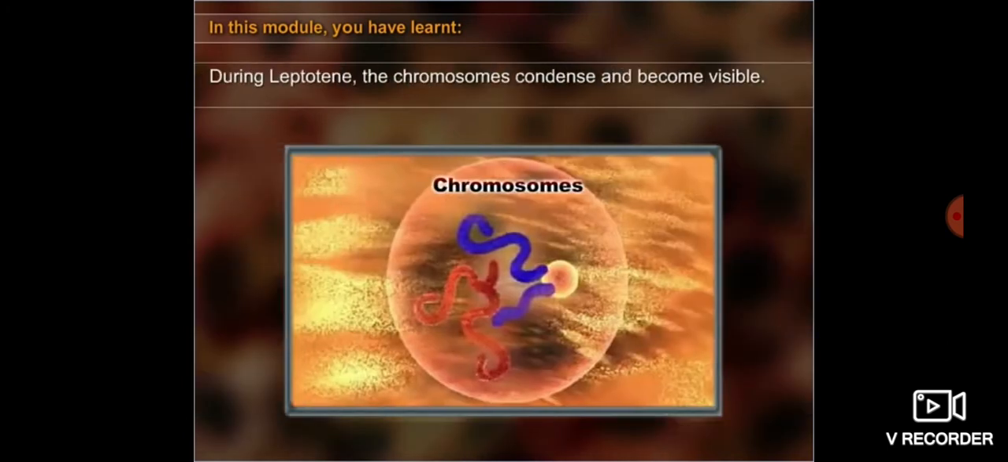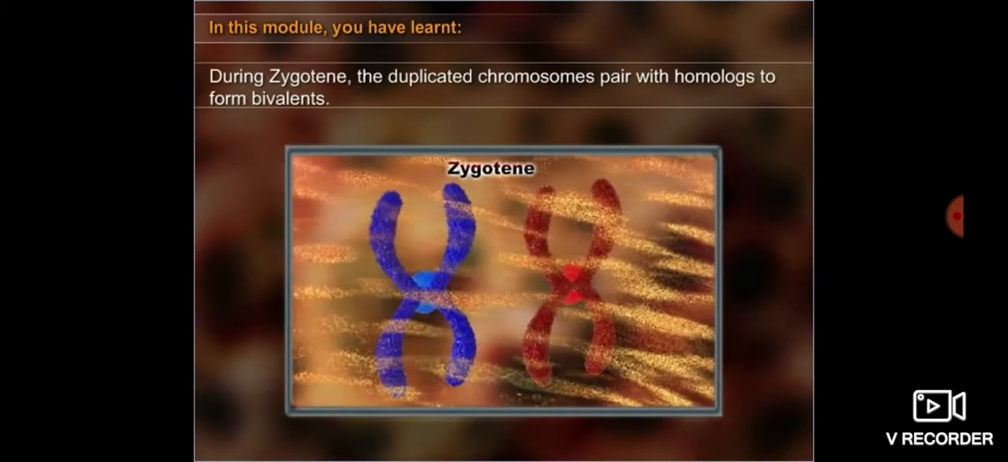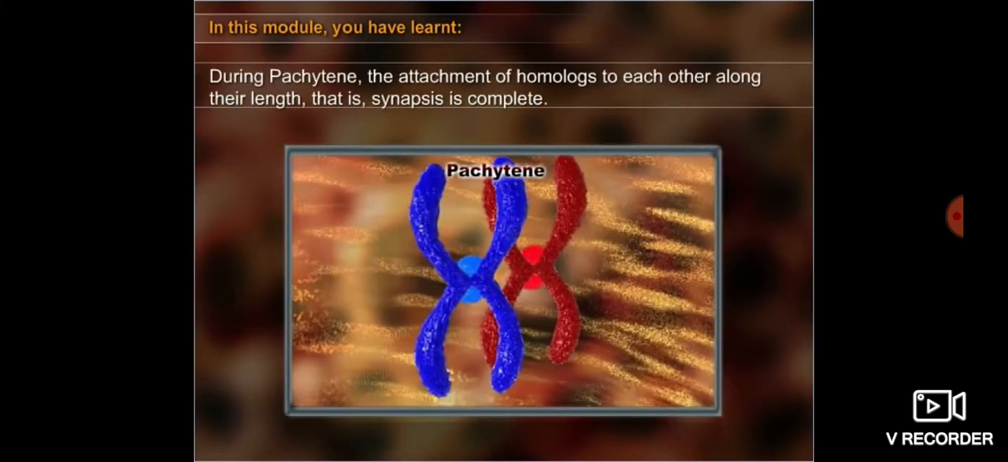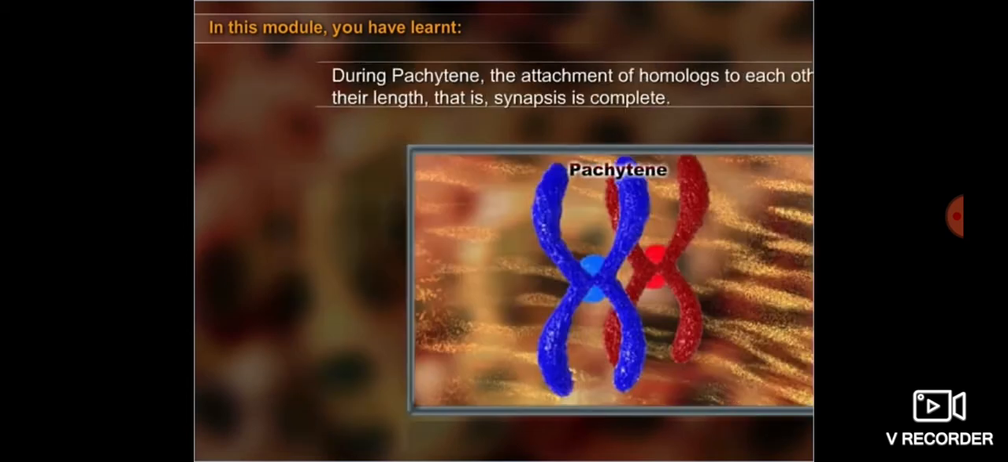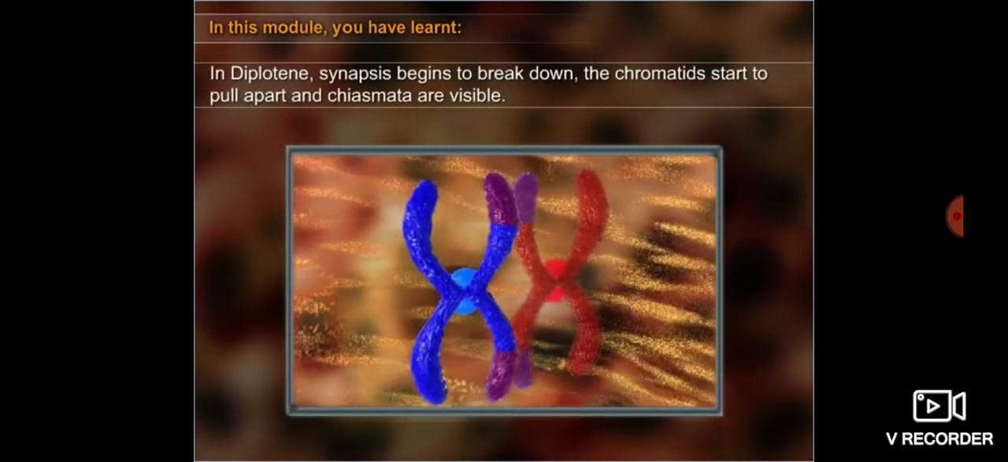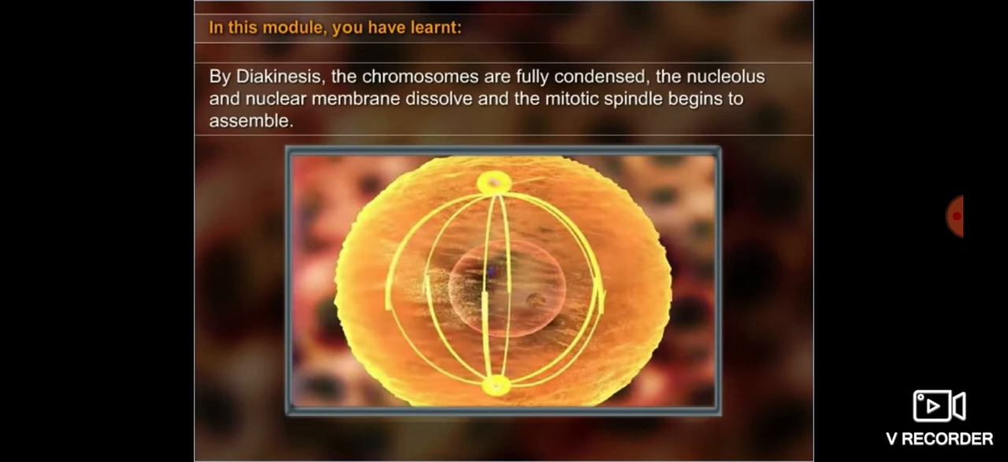During leptotene, the chromosomes condense and become visible. During zygotene, the duplicated chromosomes pair with homologues to form bivalents. During pachytene, the attachment of homologues to each other along their length, that is synapsis, is complete. In diplotene, synapsis breaks down, the chromatids start to pull apart, and chiasmata are visible. By diakinesis, the chromosomes are fully condensed, the nucleolus and nuclear membrane dissolve, and the mitotic spindle begins to assemble.